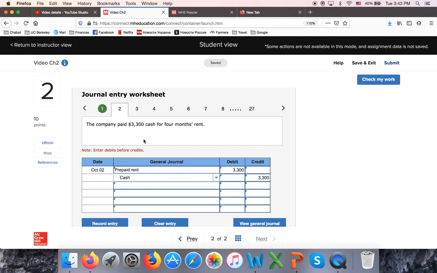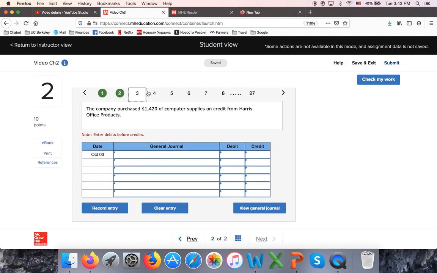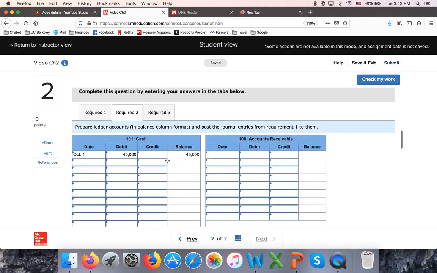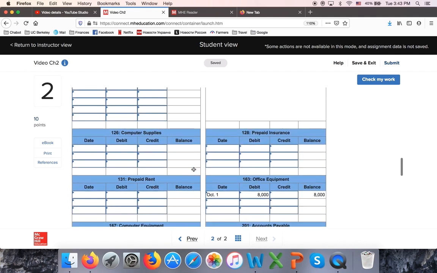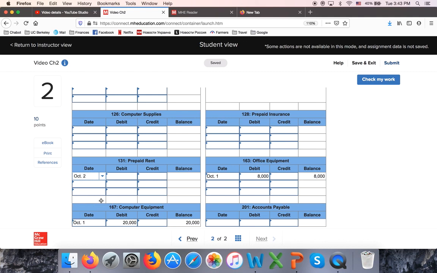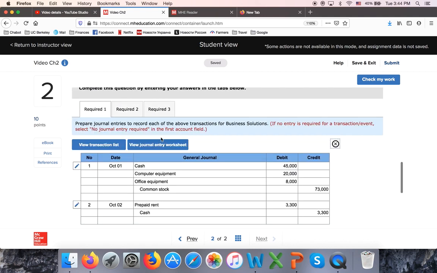Okay, let's record the entry, and let's go to the ledger. So cash, this is October 2nd, cash went down $3,300. So look what happens with the balance. You see the balance went down? So that's your checking account, right? The owner gave you 45K, and then you paid for 4 months of rent, so the balance went down. And then prepaid rent, October 2nd, it's an asset, so it has a normal debit balance. There is the balance.